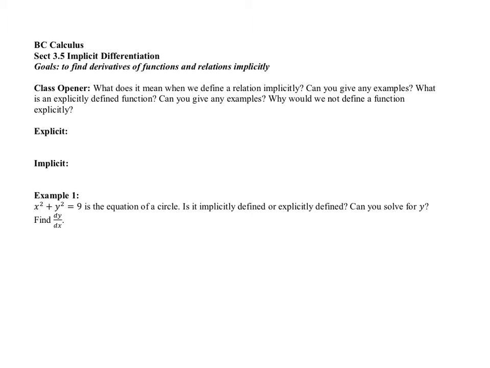So we just got done with looking at parametrics, where we had variables based on x, y, and then t. So x and y were based on t. And we looked at how the chain rule worked with finding the derivatives of those particular functions.